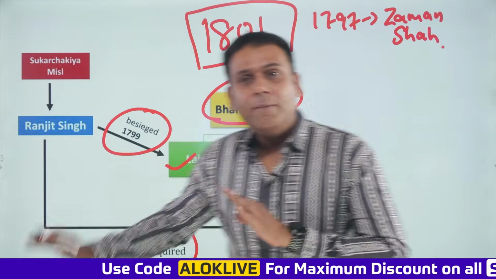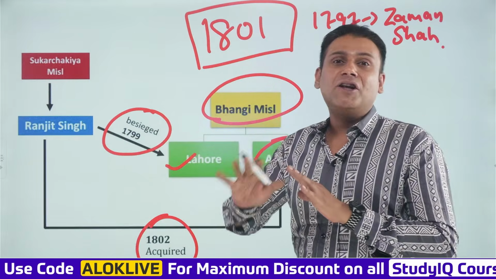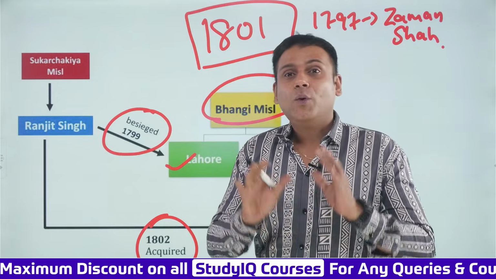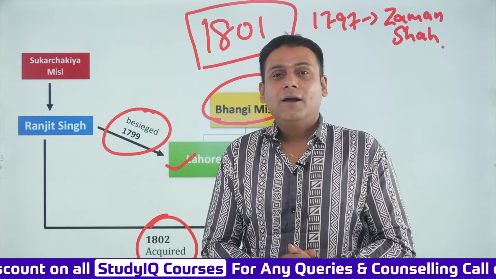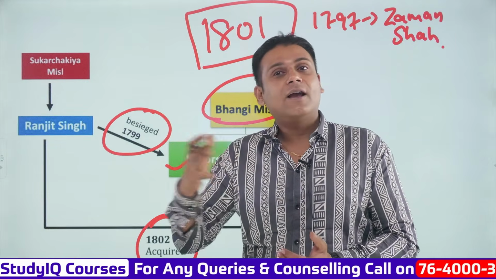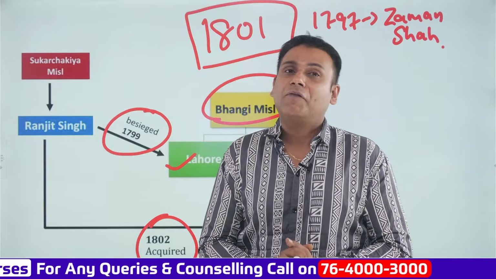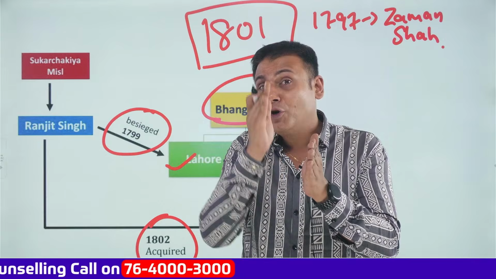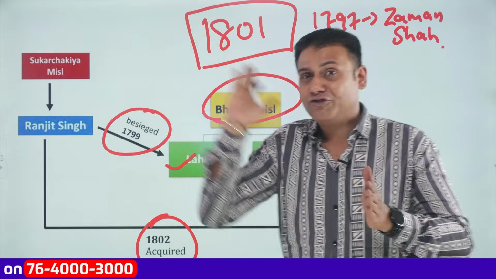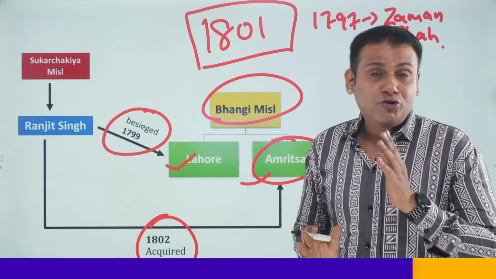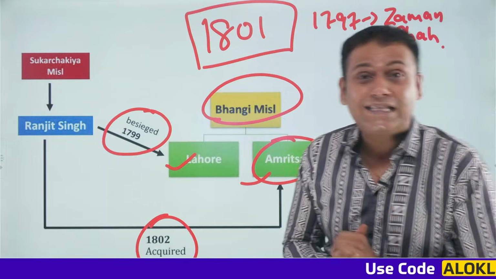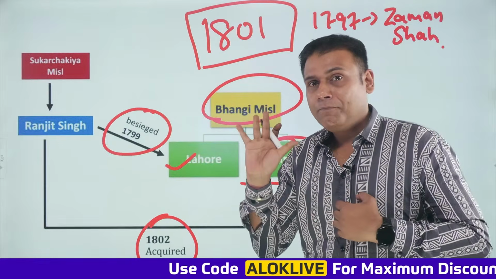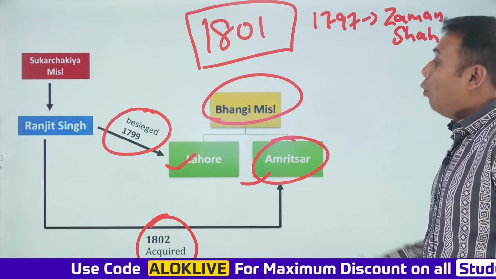So the Bhangi misl was defeated, and Maharaja Ranjit Singh ji entered into matrimonial alliances with the other misls. In this manner, he laid the foundation of an independent Sikh kingdom in 1801 in the region of Punjab. The majority of the territories of Maharaja Ranjit Singh were to the north of the river Satluj. Please remember this. Majority of the territories of Maharaja Ranjit Singh ji were to the north of the river Satluj. Is that clear? Now let's understand what happened further.